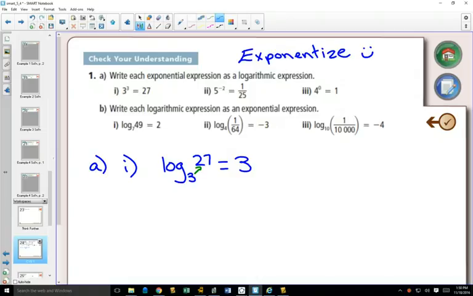So these other ones, again, we're doing the same thing. Writing in log form, what is the base? The base is 5. Logs solve for exponents. What's the exponent? It's minus 2. What's the answer? 1 over 25.